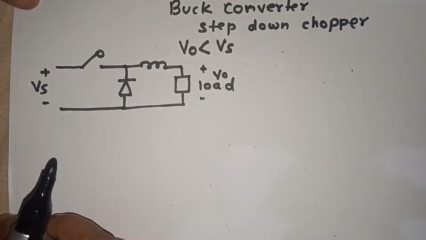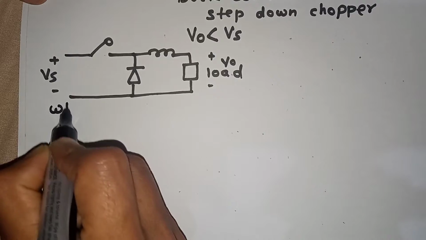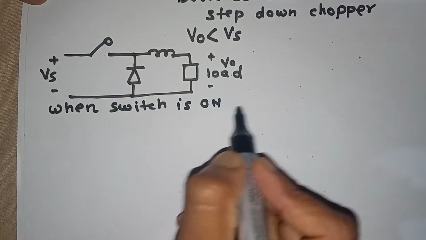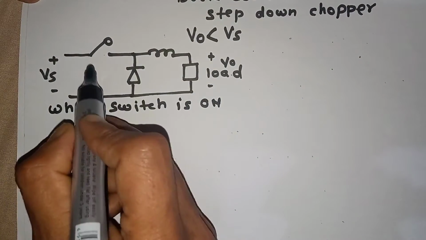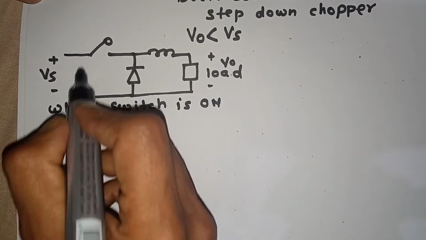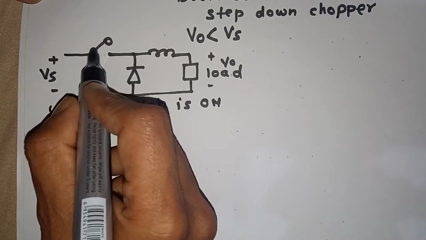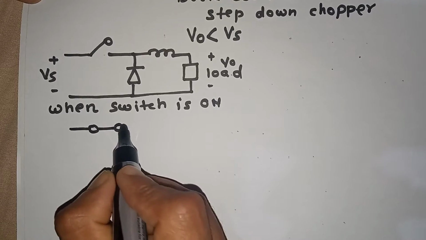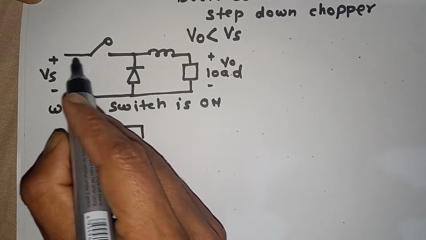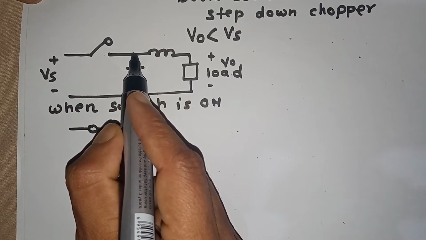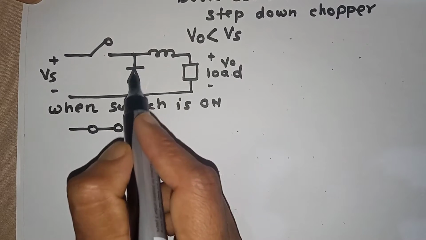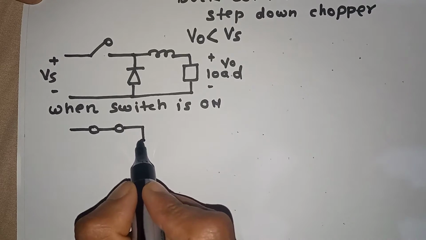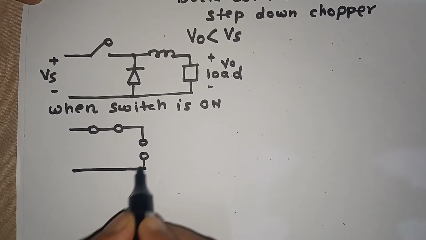Now we'll see the condition when the switch is on. When the switch is on, this switch will be short circuited, because in the on condition the MOSFET or IGBT will conduct. Suppose current starts to flow here from the switch. Here no current will flow, because this diode will act as reverse biased. We know that in reverse bias the circuit is open, so no current will flow.